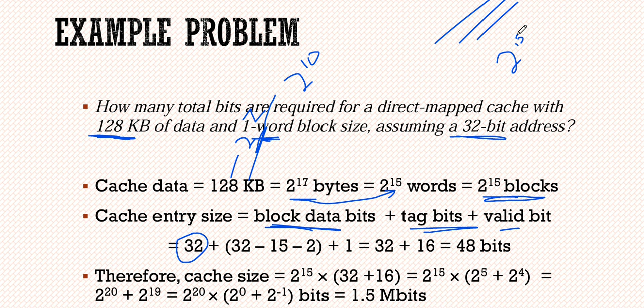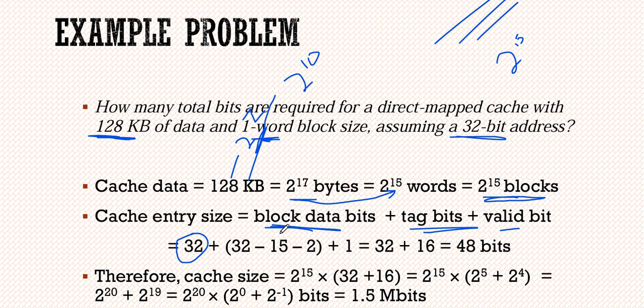Because 2 raised to the power 2 means 4 different elements: 00, 01, 10, 11. Do you understand? Yes, we need 1 bit to represent 2 elements, 0 and 1, so only 1 bit can differentiate 2 elements. That's what I'm saying. So there are 2 raised to the power 15 different elements.